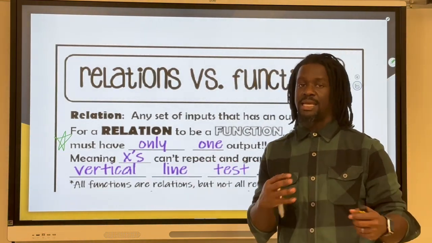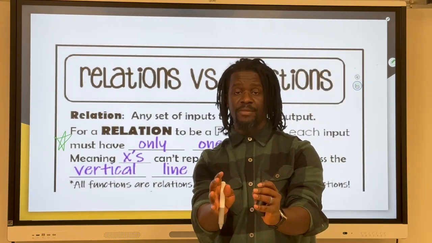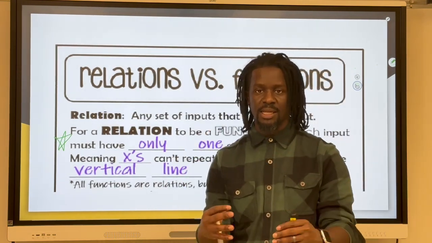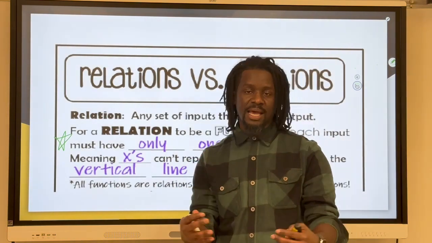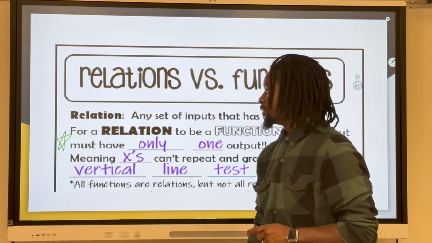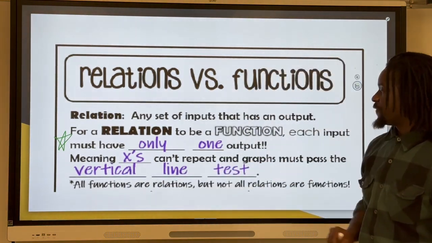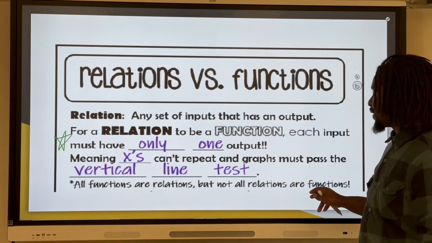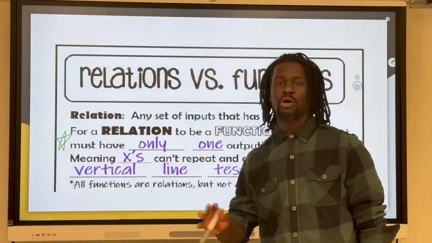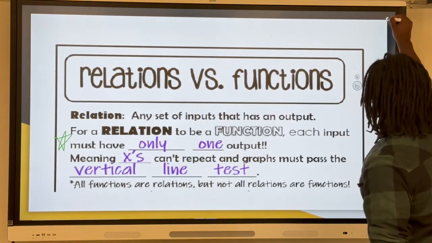Again, maybe that makes no sense to you. That is okay. I think once you see some examples and some diagrams and figures, it'll make a lot more sense later. This is a note just to consider: all functions are relations, but not all relations are functions. We're going to talk about that more. Just wanted to point that out, but we're moving on.